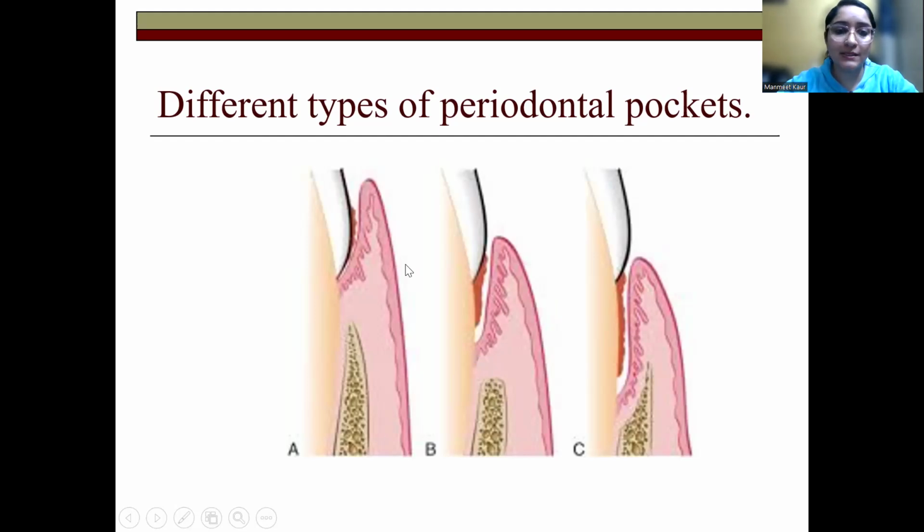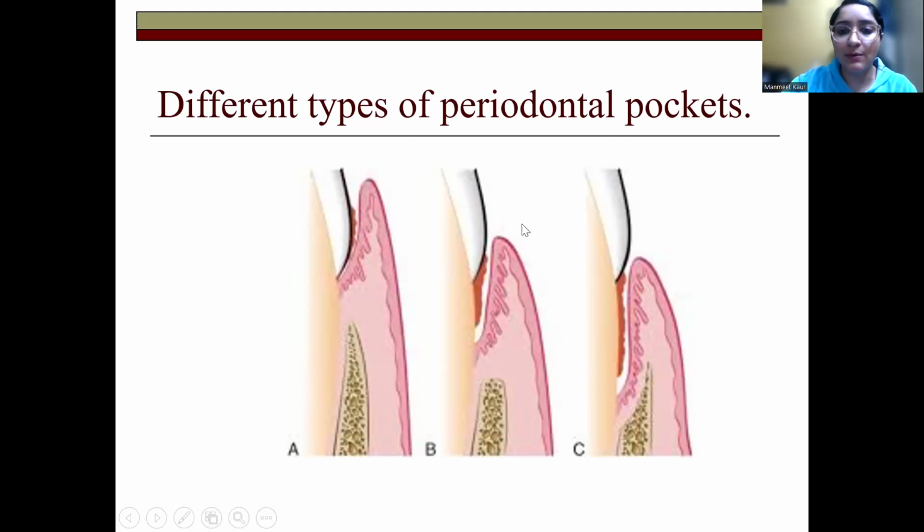Number A, what is this? Can anyone tell? This is the coronal displacement of the gingiva. So this is the gingival pocket. You can see all the periodontal structures. This is the junctional epithelium. This is the bone. This is the cementum. These are the PDL fibers. Everything is intact. So this is a gingival pocket or a pseudo pocket.